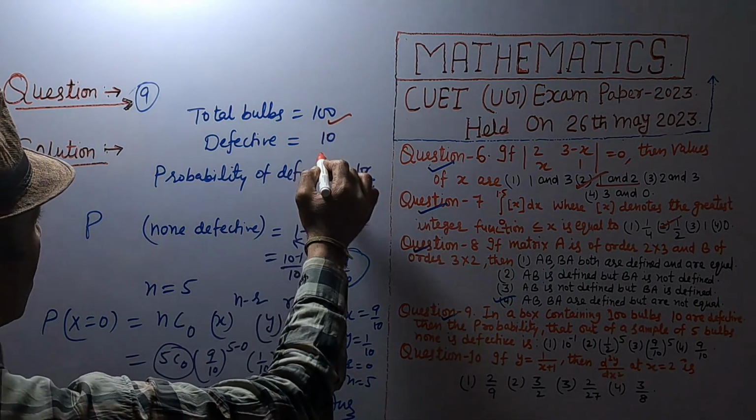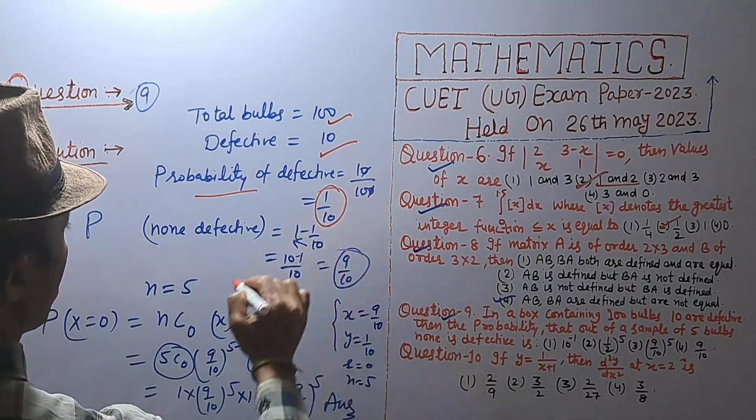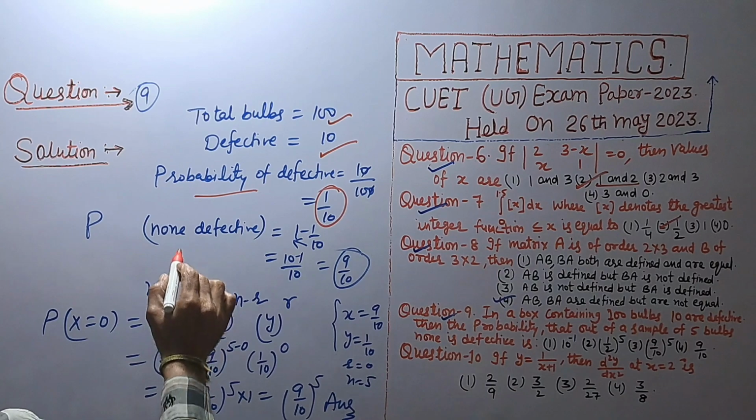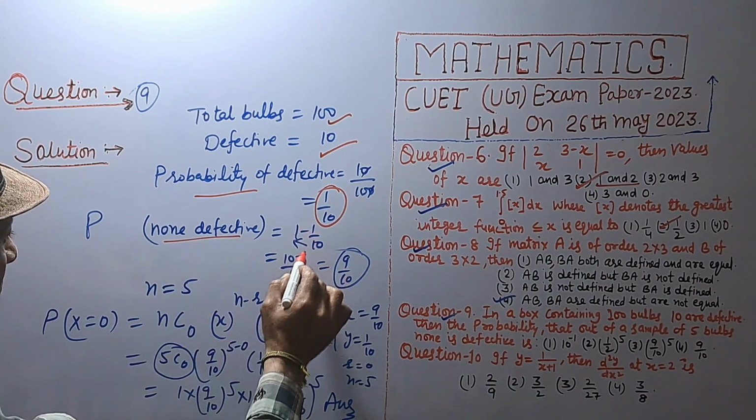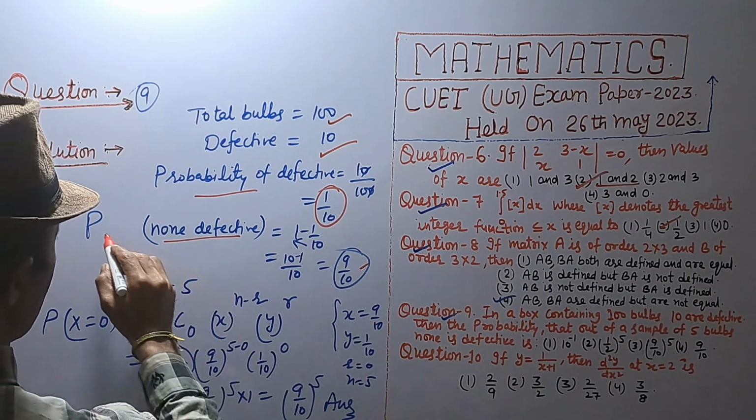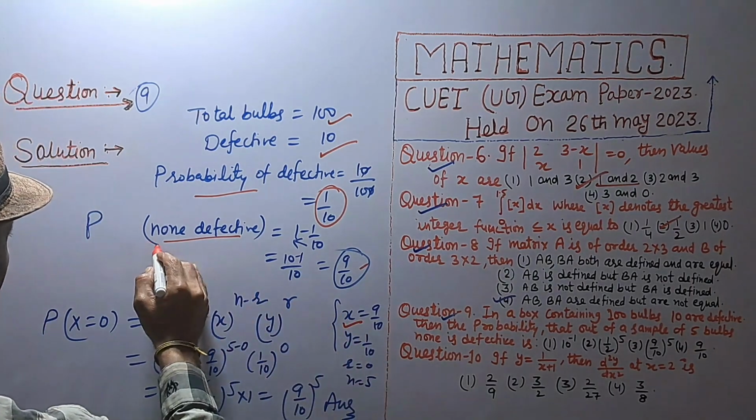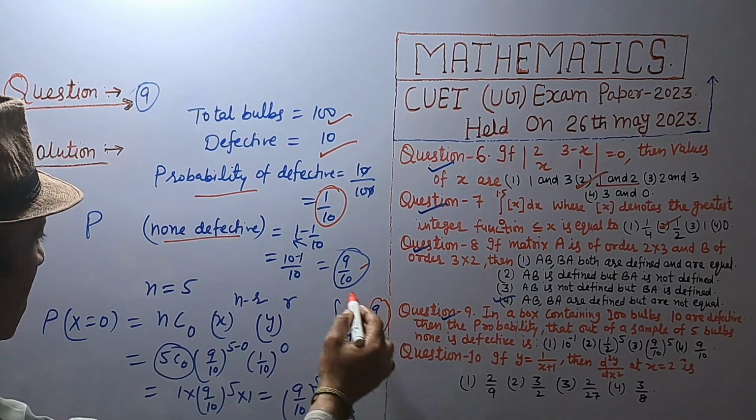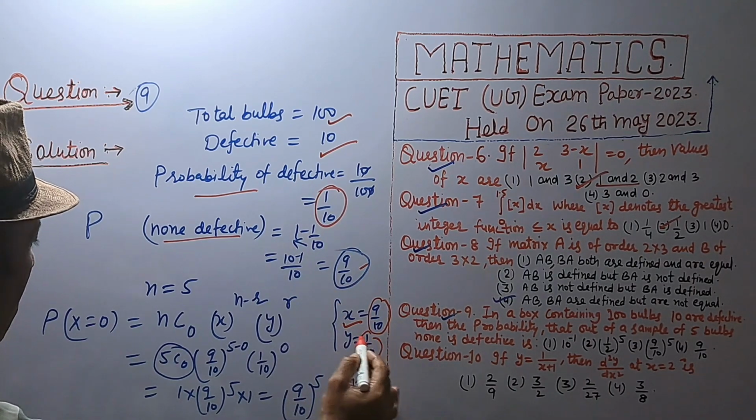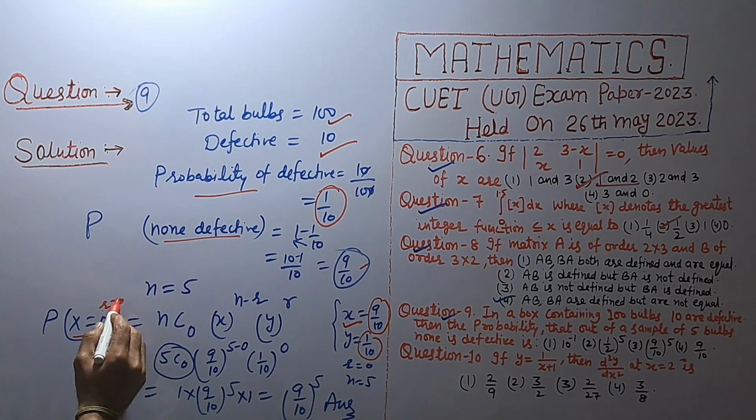Total bulbs 100, defective 10, probability of defective 10 upon 100, that is 1 upon 10, and non-defective, that is 1 minus 1 upon 10 is equal to 9 upon 10. So probability of non-defective is x, that is 9 upon 10, defective is 1 upon 10, and by binomial, P of x is equal to r is equal to 0.